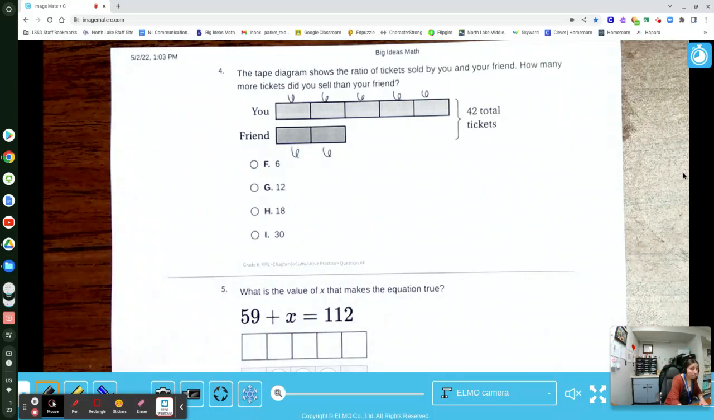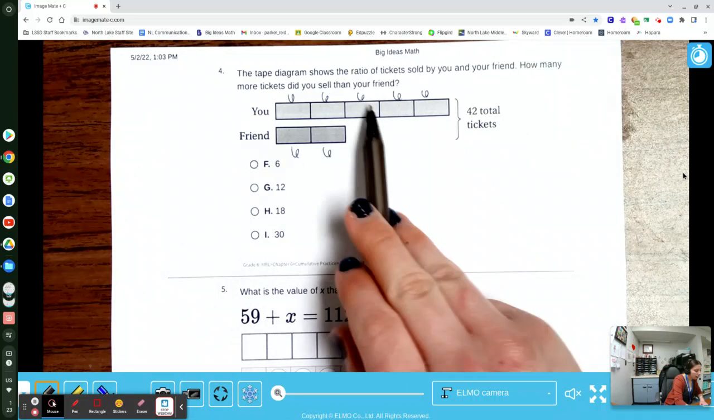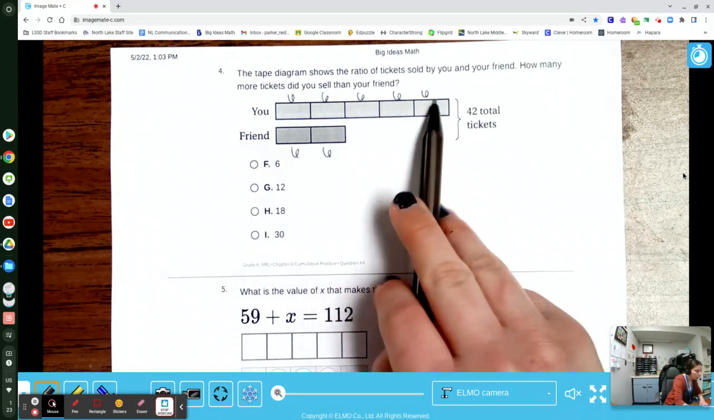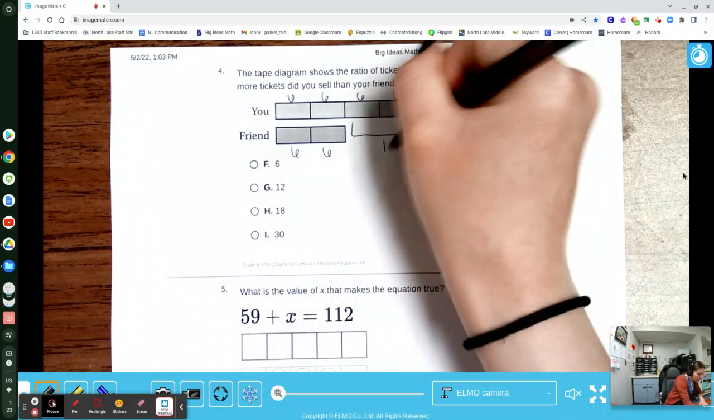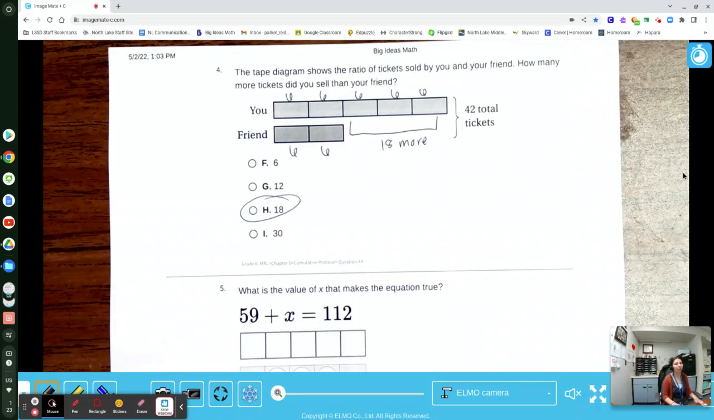Now, I want how many more you sold than your friend. You sold 3 boxes more, but there's 6 in each of them. So 6, 12, 18 more. You sold 18 more tickets. 3 boxes, but 18 more.